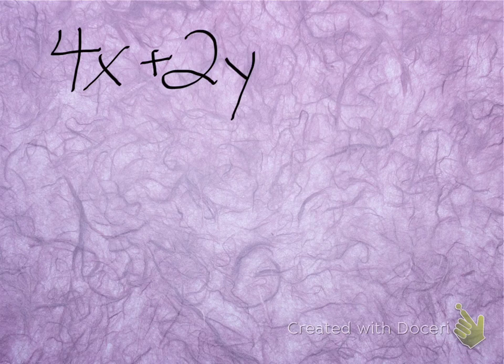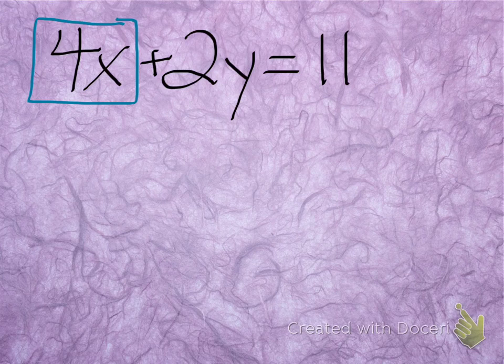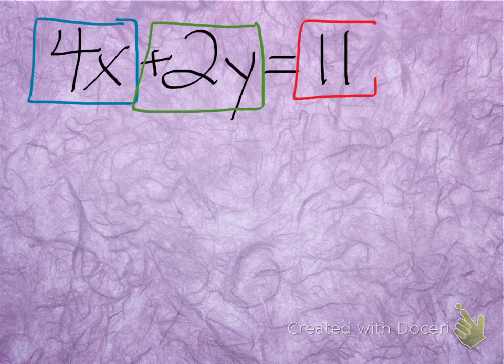Okay, so let's do one that might be a little bit tougher. So if we have 4x plus 2y equals 11. I need to get y by itself. That's the directions that I'm given. So first I see what my terms are. So I have 4x, I have positive 2y, and I have an 11.